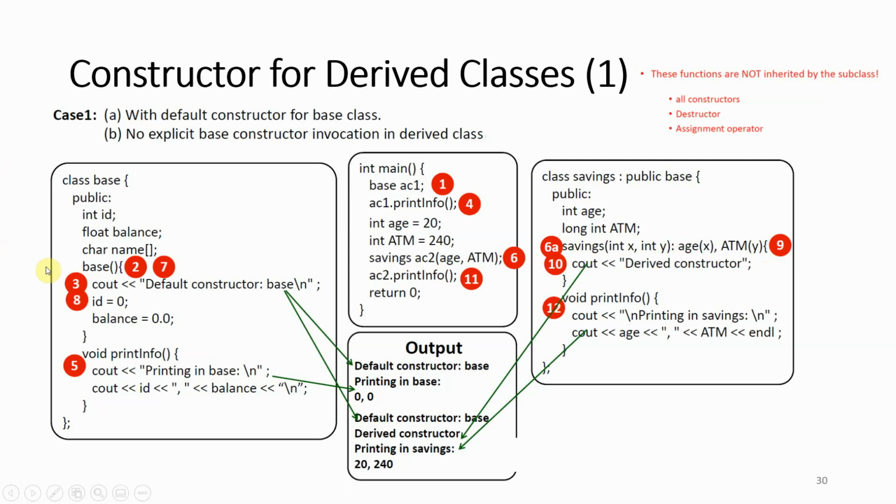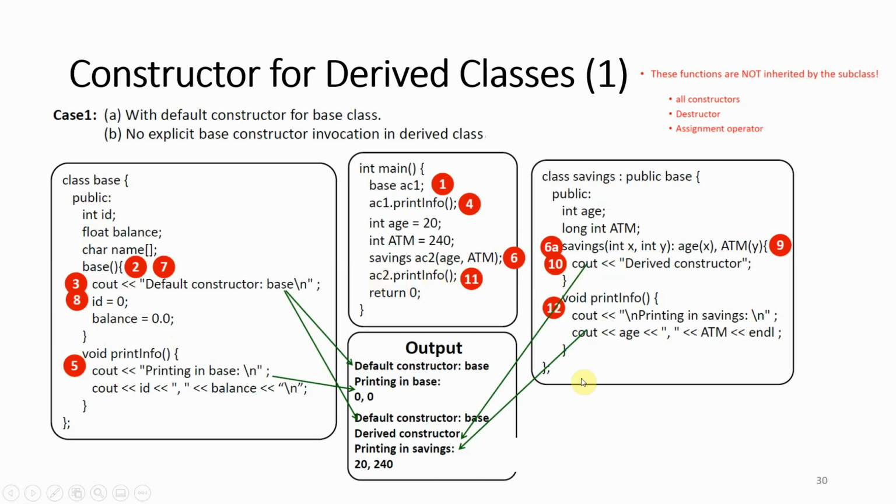It would jump to the base class. So this is 7. It would print default constructor base. The ID of AC2 becomes 0. Balance of AC2, which is derived from the base class, becomes 0. Once this is finished, now it's going to enter the non-default constructor of class savings. It's going to print the derived constructor. This is going to be finished. This is done.